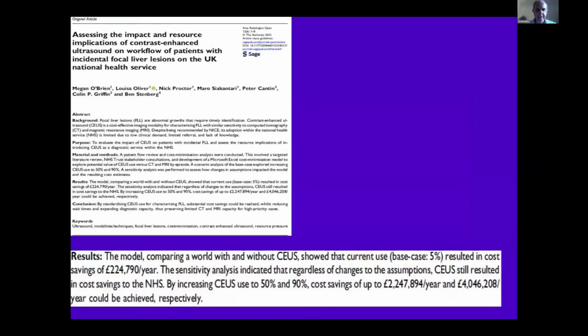And again, this modeling study compared a world with and without contrast agents, if you can imagine such a hell. And with current sort of base use of 5%, this represents a 224,000 pound saving to the NHS. And this escalates massively when you sort of model up to 50 and 90% with over £2 and £4 million saved, which would be an astronomical amount of money saved.